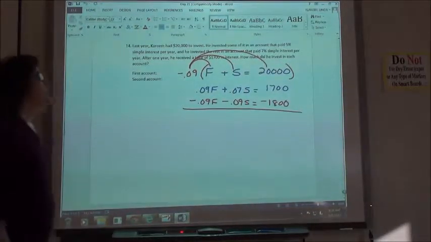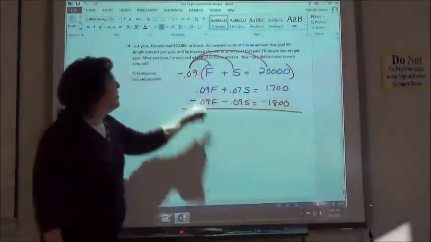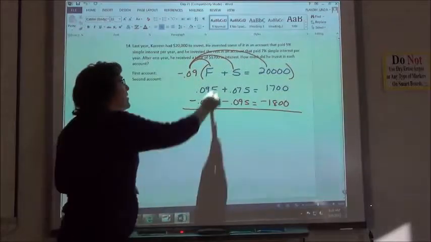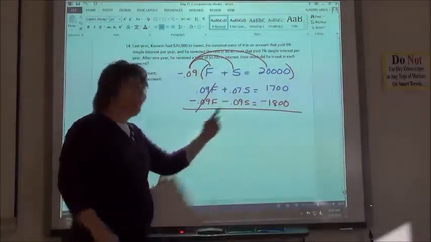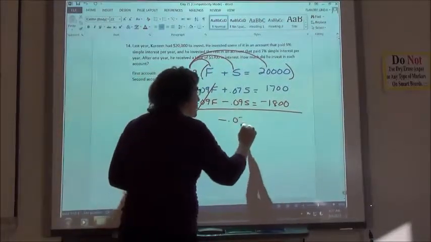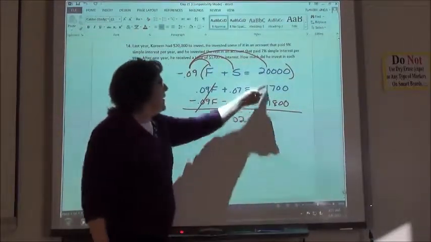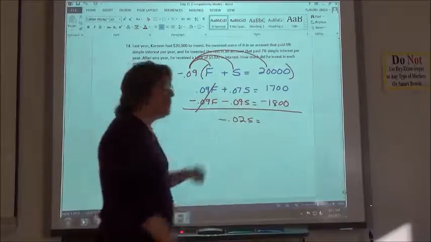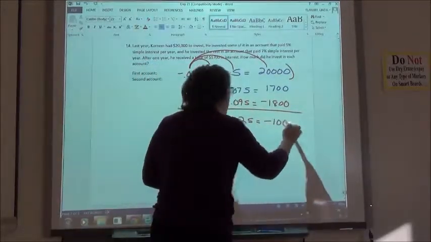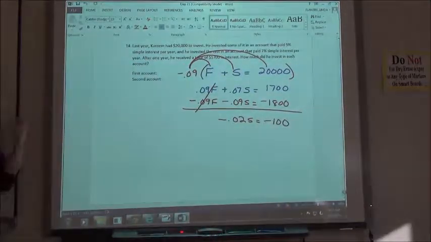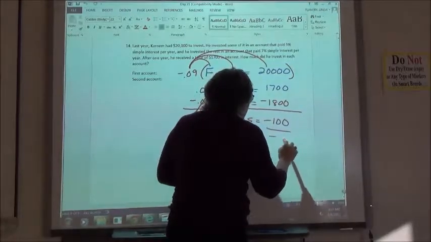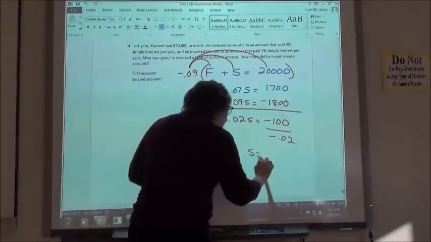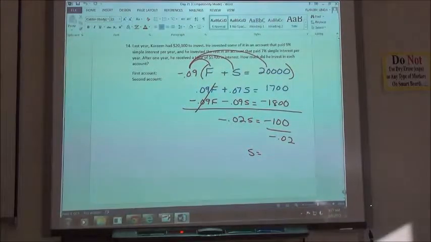All right. So when we add our equations together, the f's are opposite. They're going to cancel out. 0.07 minus 0.09 would be negative 0.02s. 1,700 minus 1,800 would be a negative 100. And then all we have to do to solve that is go ahead and divide. If I take a negative 100 and I divide it by negative 0.02, how much did I put in my second account?